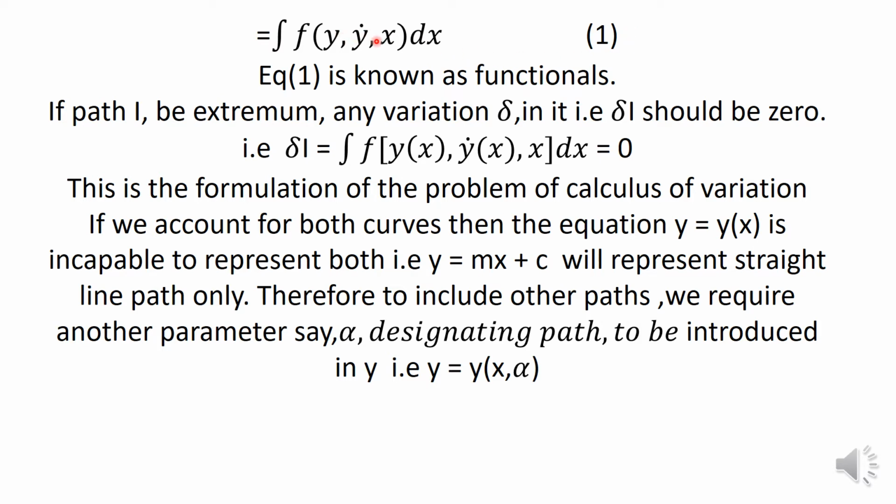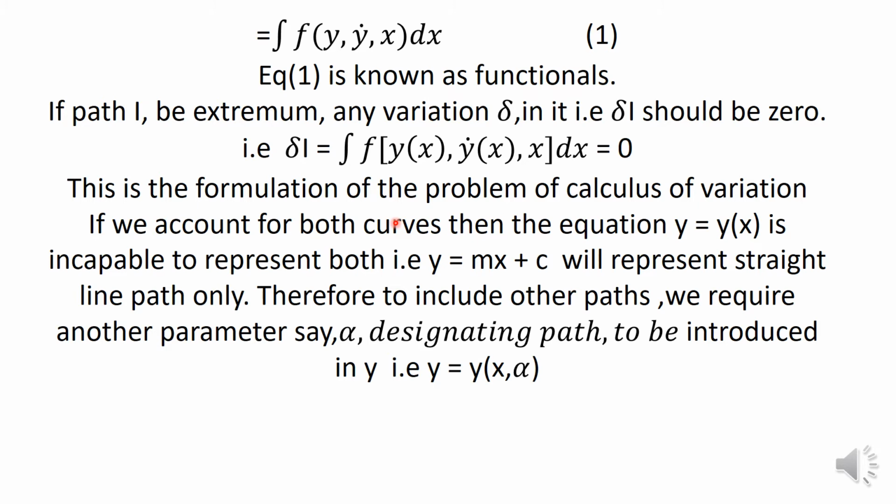And this type of integral, equation 1, is known as a functional. Now if path I is an extremum, then any variation delta in it, that is delta I, should be 0. That is, delta I equals integral f of y(x) comma y dot(x) dx equals 0. This is the formulation of the problem of calculus of variation.